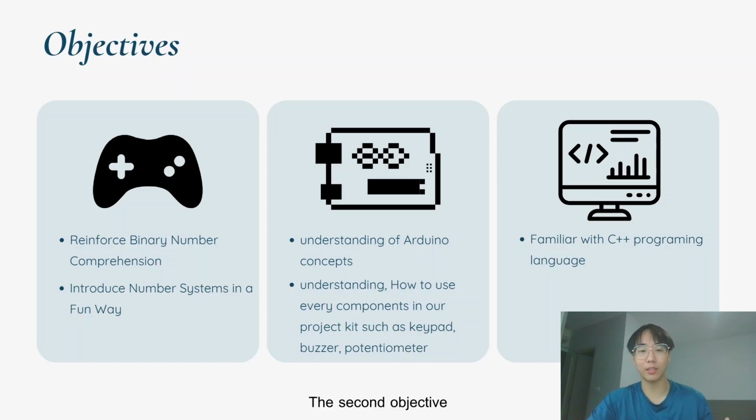The second objective is understanding Arduino concepts and how to use every component in our project kit, such as the keypad, buzzer, and potentiometer. The third objective is to become familiar with the C++ programming language.